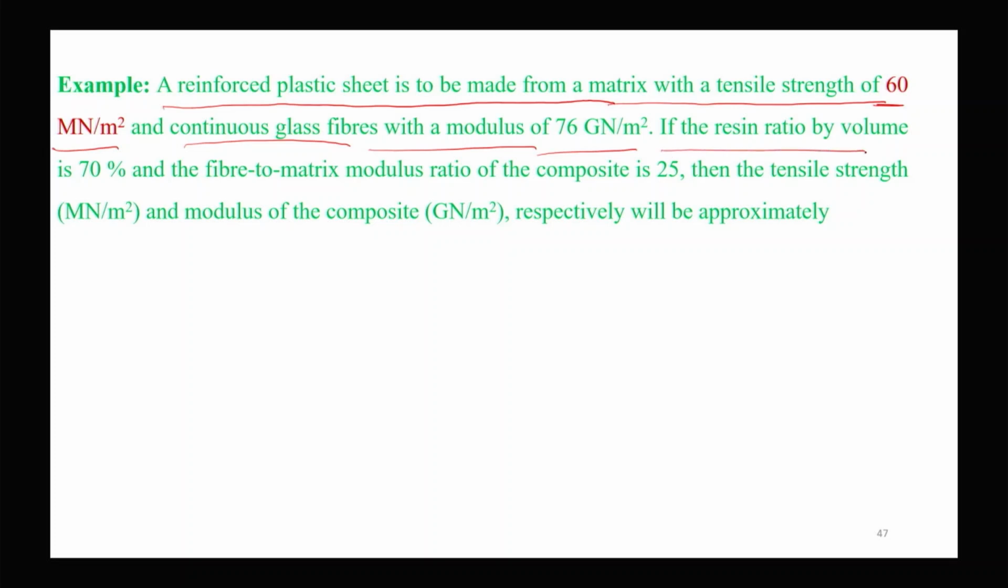If the resin ratio by volume is 70%, that means the fiber volume fraction will be 30%, and the fiber to matrix modulus ratio is 25. So the fiber modulus is 25 times higher than the matrix. Then the tensile strength in meganewton per square meter and the modulus of the composite will be? So we have to calculate the tensile strength of the composite and the modulus of the composite.